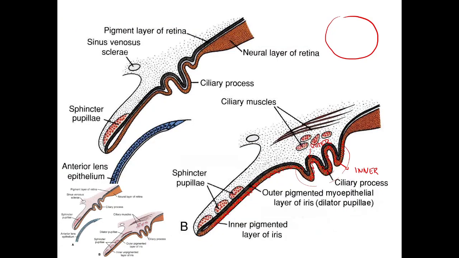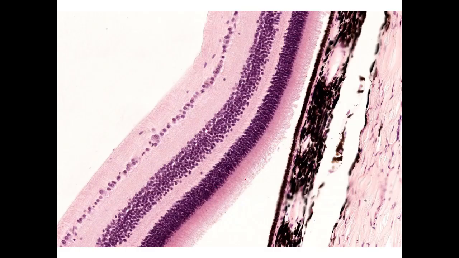And the stroma of the ciliary body and iris is from the mesenchyme, except for the muscles. So you know the dilator muscle is from the outer myoepithelial layer of the iris, could be pigmented also, but also the sphincter muscle is from the neuroectoderm. So all muscles of the iris are from the neuroectoderm, from the optic cup.